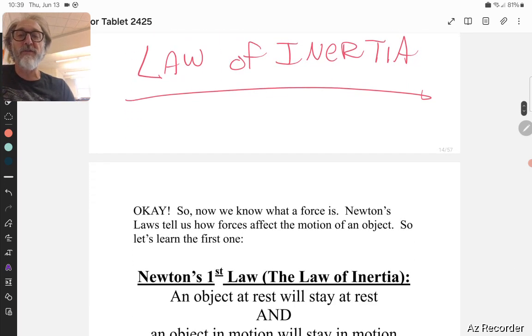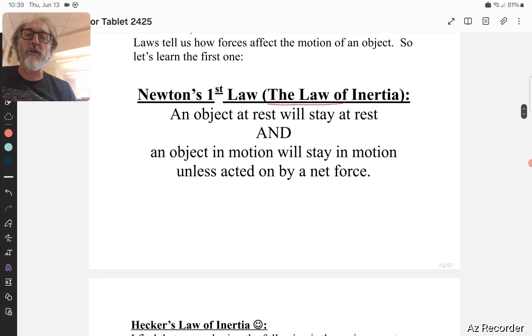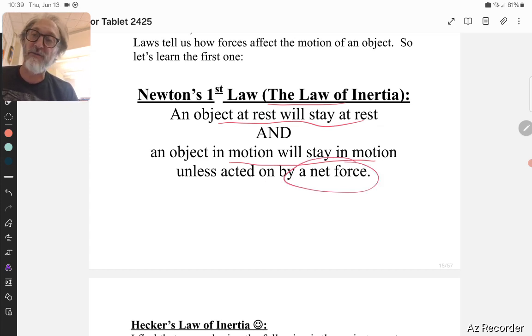I'm guessing that you already know this. You probably learned this in middle school. So we know what a force is. Newton's laws tell us how forces affect the motion of an object. Obviously we'll start with the first one. Newton's first law says an object at rest will stay at rest, and an object in motion will stay in motion unless acted on by a net force.